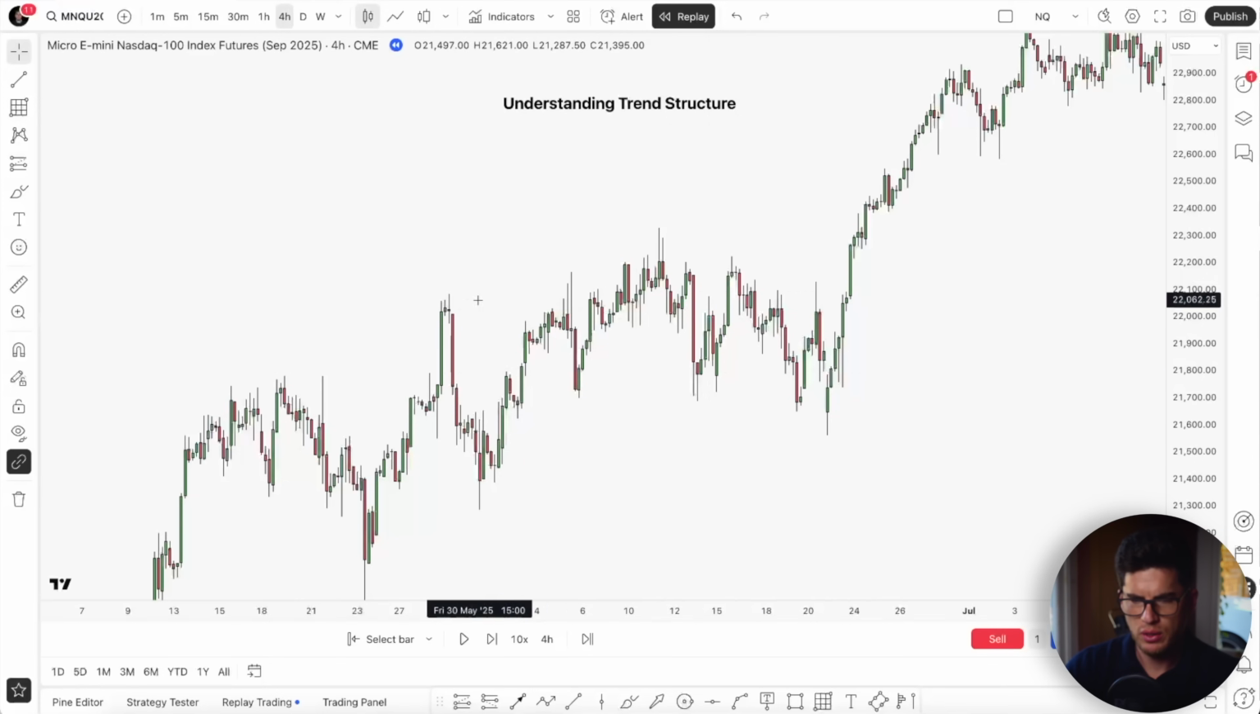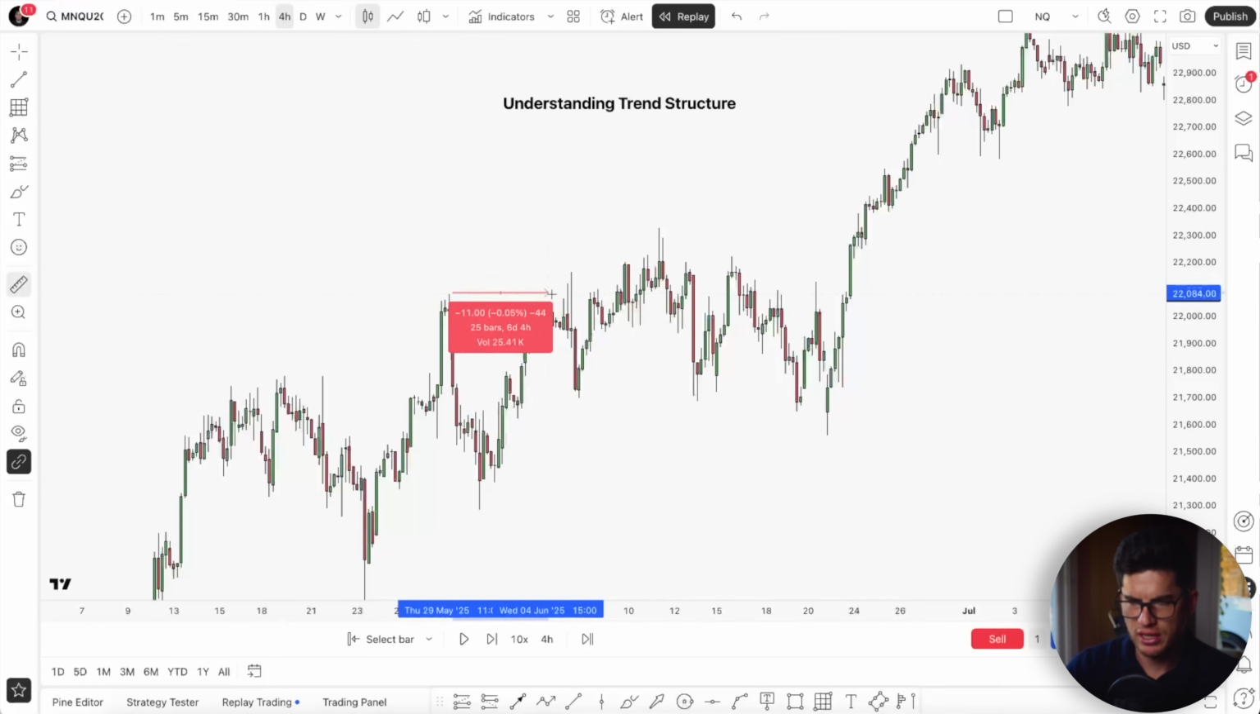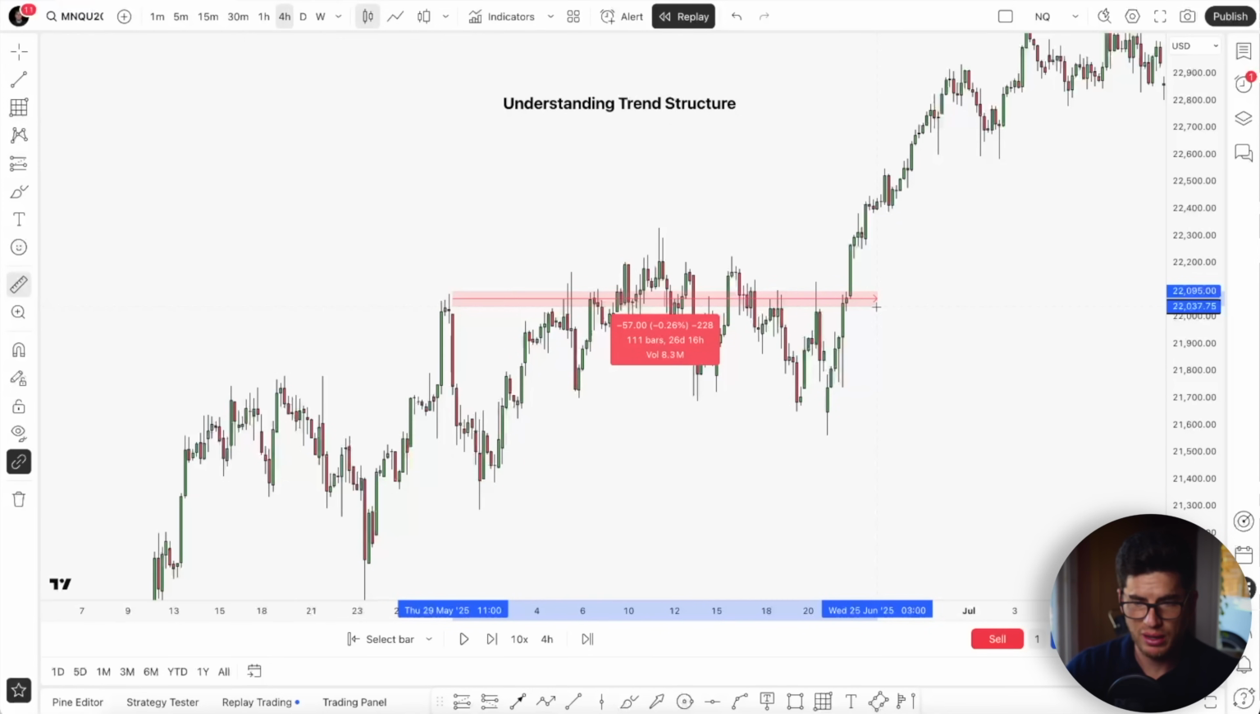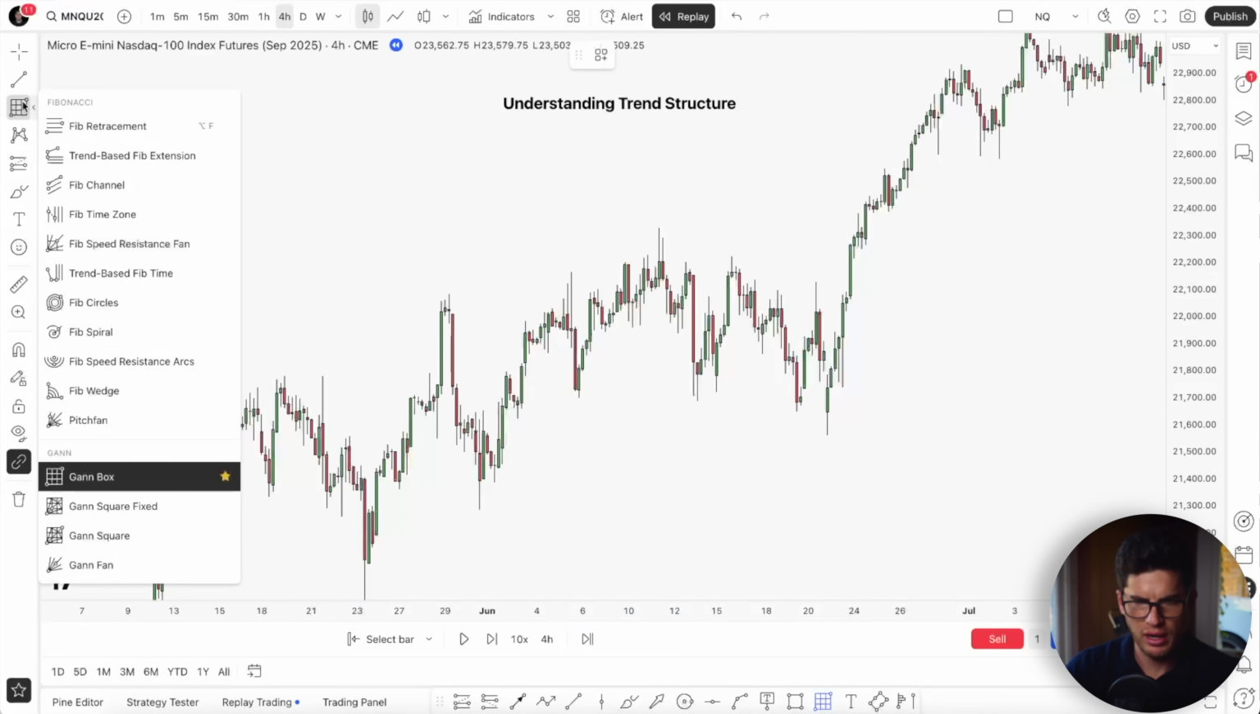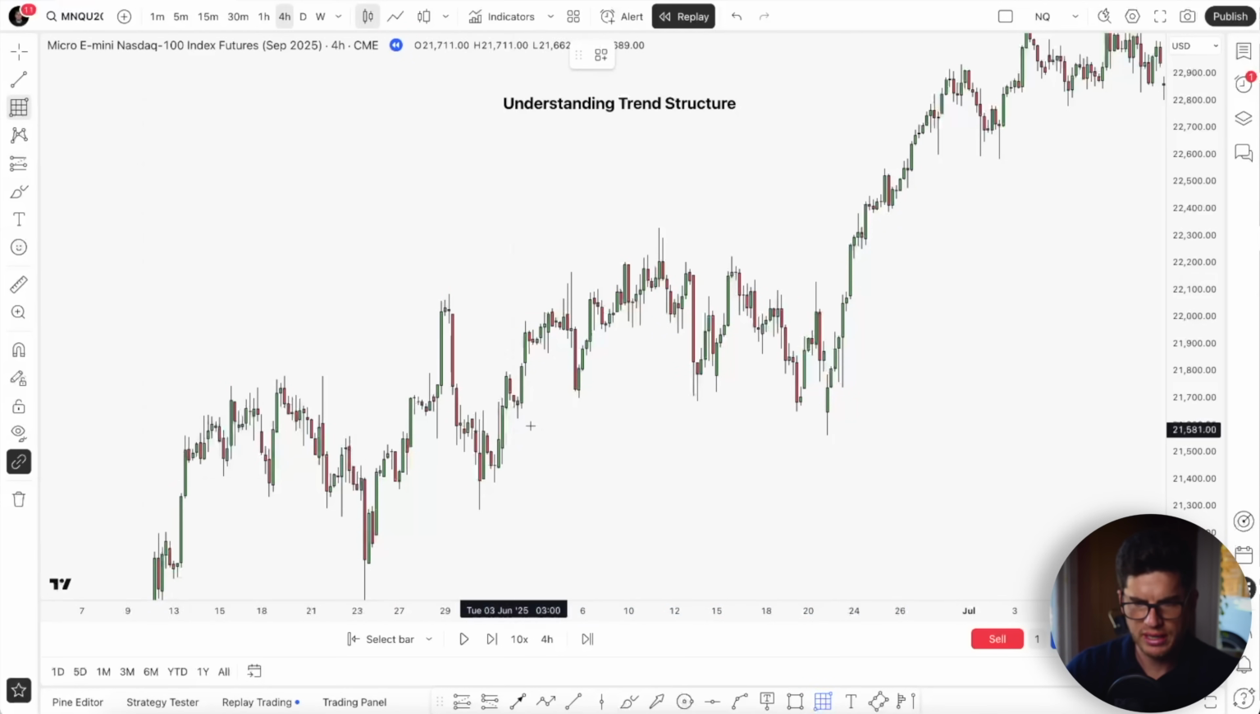So here we have a period of consolidation in the NASDAQ which lasted around 20 days, and we can use a Gann box tool just over here on the left, drop down, use a Gann box just to plot a high and a low and drag it all the way across, just so you can see the lack of commitment to both sides of the market.